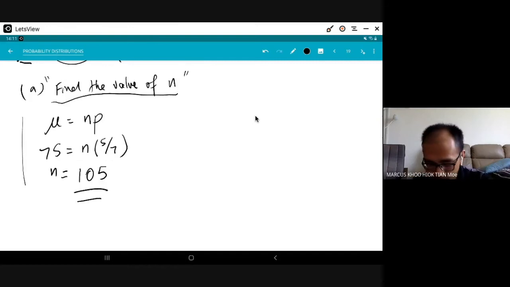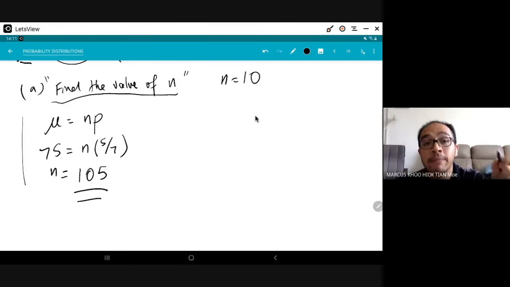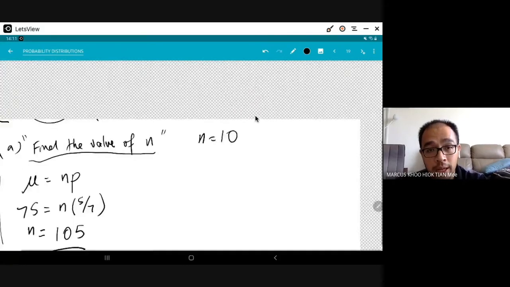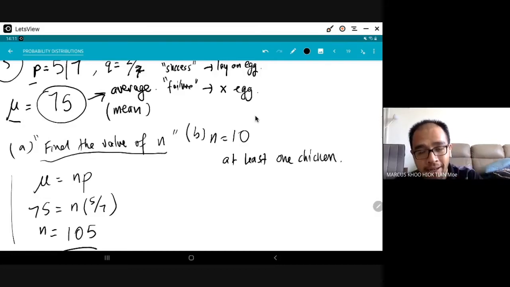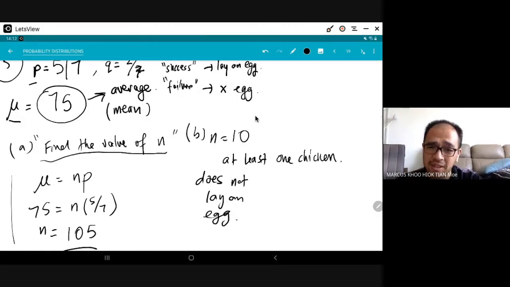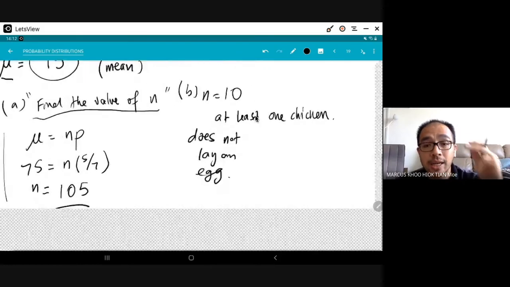Okay, question B. If a random sample of 10 chickens is selected. So now dia bagi sudah. N adalah sama dengan 10. Dia bagi N baru. N baru adalah 10. Calculate the probability that at least one chicken does not lay an egg. Sudahlah dia cakap, does not lay an egg. Astaga, jahat tau kan ni. At least one chicken does not lay an egg.